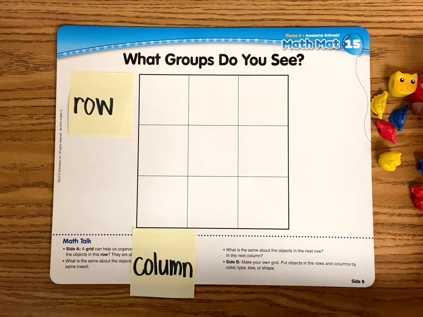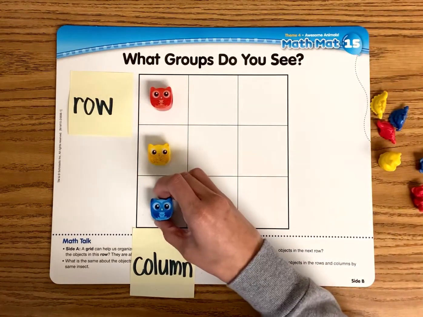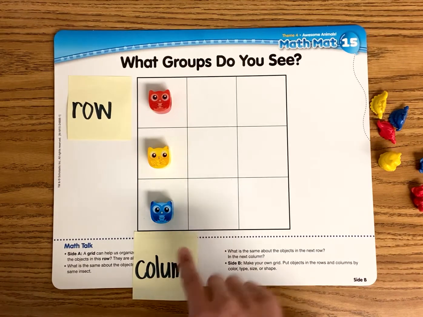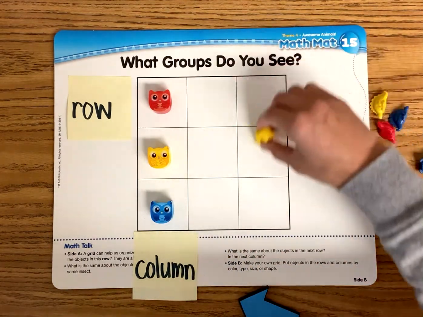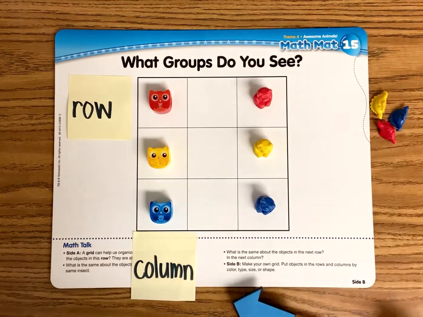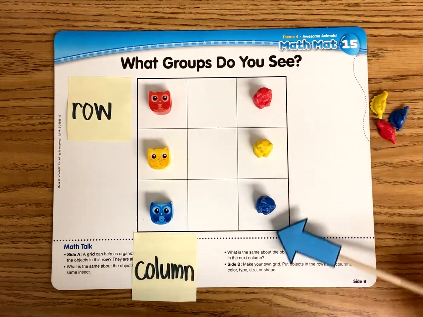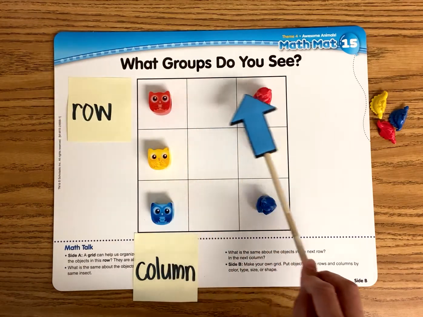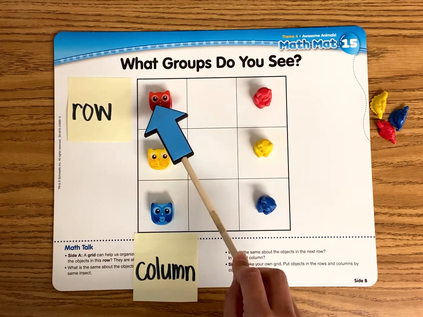Now I'm going to do it. Let's try to do it the other way so you can see. My column now is organized by animals. So I'm going to organize them by animals. So I have my owls, and then I have my bears in the columns. Now if you look at the rows, we're going to organize them by color.